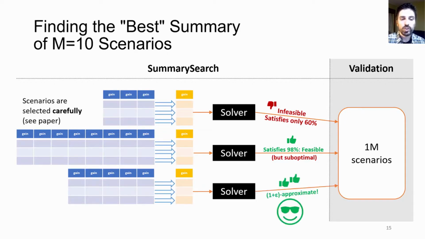In the paper, we show how to conservatively test if a solution is 1 plus epsilon away from optimal. In our example, we find that we are done. The paper gives the details of exactly how we systematically search for the best number of scenarios to summarize, and how we select a particular set of scenarios to form the summary.